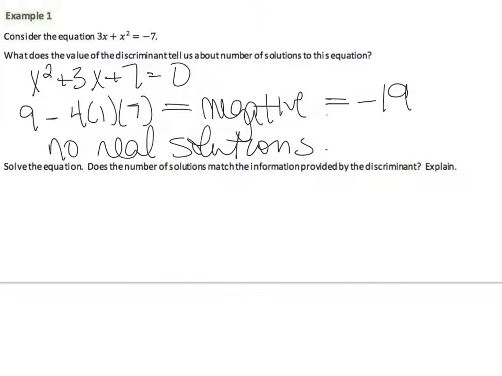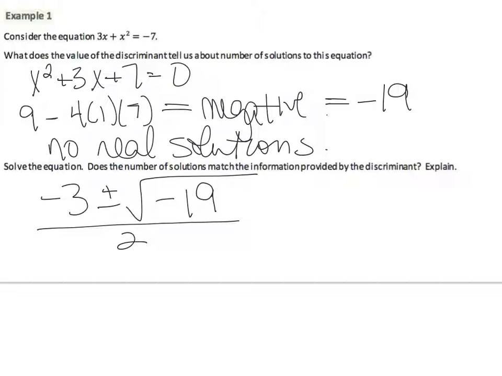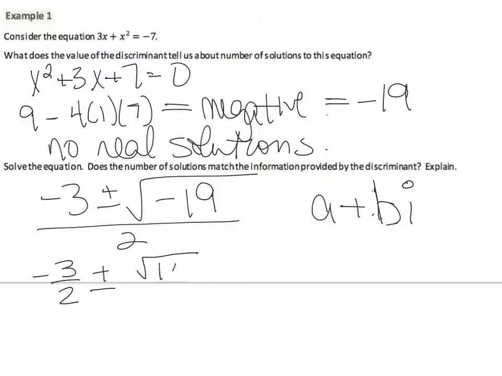So let's go ahead and solve the equation. Negative b plus or minus the square root of negative 19, because we just did that part, right? So I don't need to do it again, all over 2. So we want to keep this in our complex number form. So we'll have negative 3 over 2 plus or minus, and we're going to write the i after. So square root of 19, make sure the i is outside of the radical. And that is our answer.